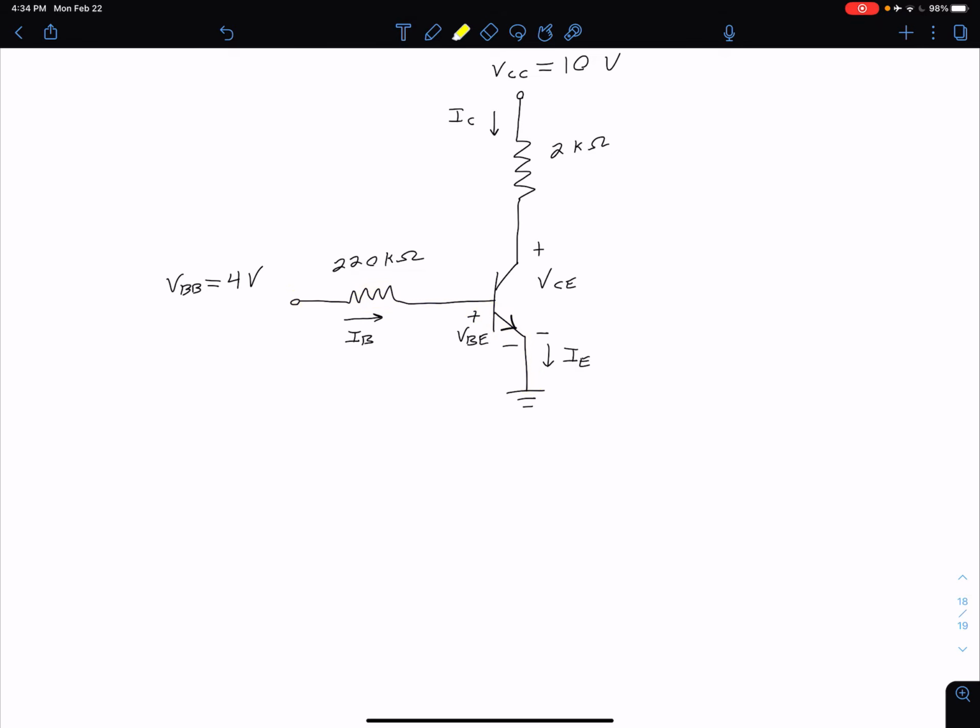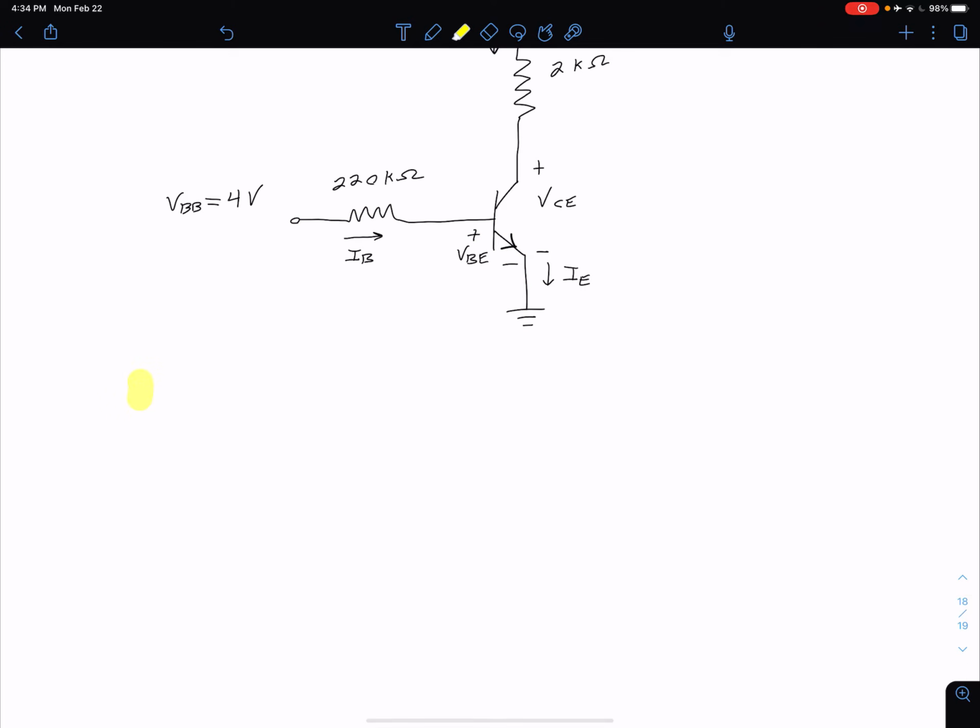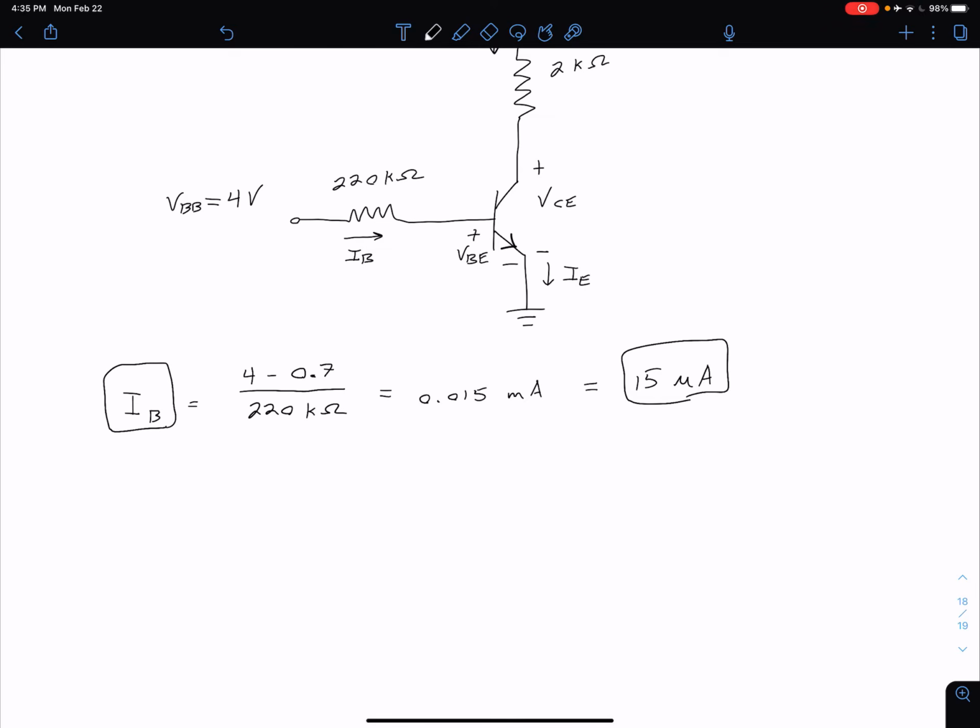All right, so let's start by looking at this base emitter loop right here. We can do KVL, and KVL and Ohm's law are sort of combined in one here. We can say our IB is equal to the voltage across that 220k ohm resistor, which is 4 minus our VBE on, which is 0.7, divided by the resistance value, so 220k. I plug that in and I get in my calculator 0.015. Because I've left this in k ohms, that means this is going to be in milliamps. So we see this is a really small current of 15 microamps. All right, so there's one value down that we were looking for, IB.